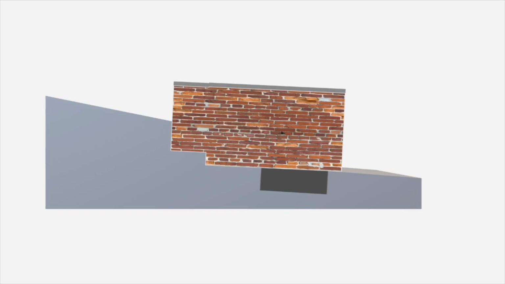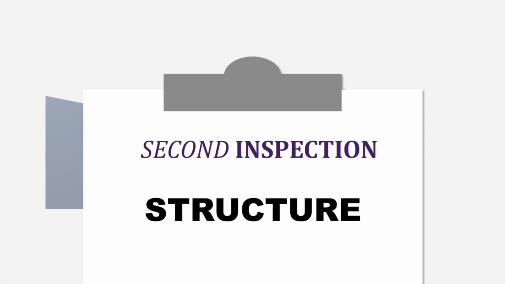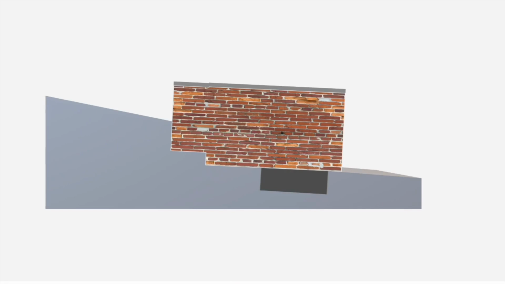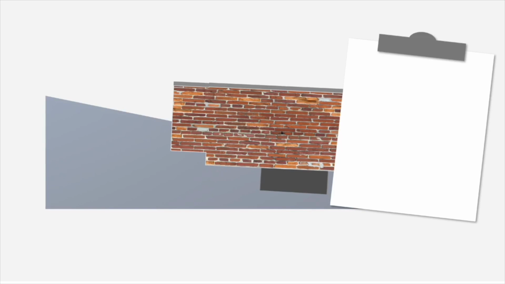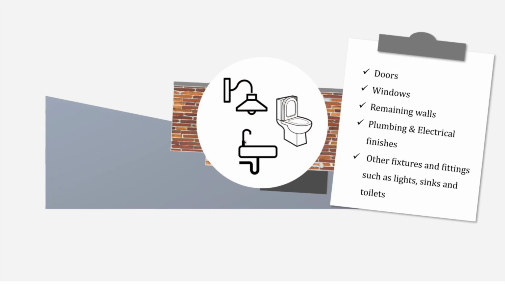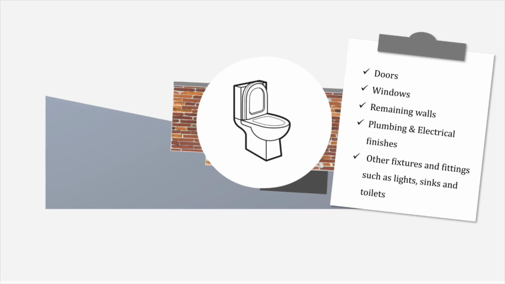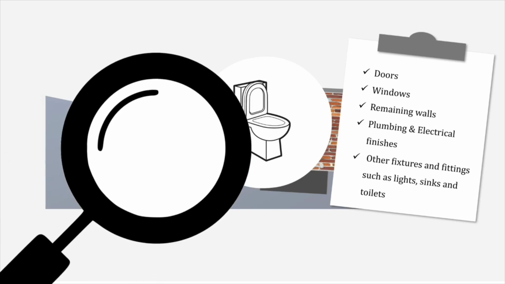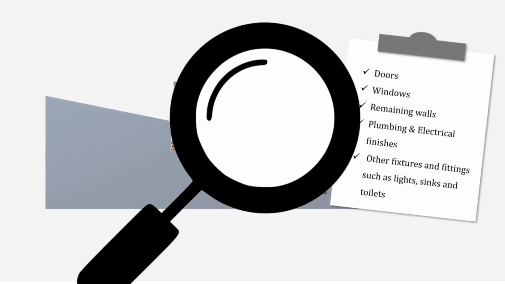Upon the completion of the house and swimming pool structure, the second inspection will be carried out to ensure structural integrity. In the next stage, locking up of the buildings occur. This includes doors, windows, remaining walls, plumbing and electrical finishes, and other fixtures and fittings such as lights, sinks, and toilets. Then we have our last inspection by MBSA, which revolves around the electrical installations and plumbing.